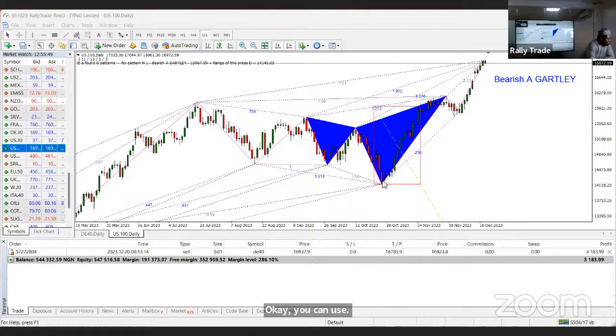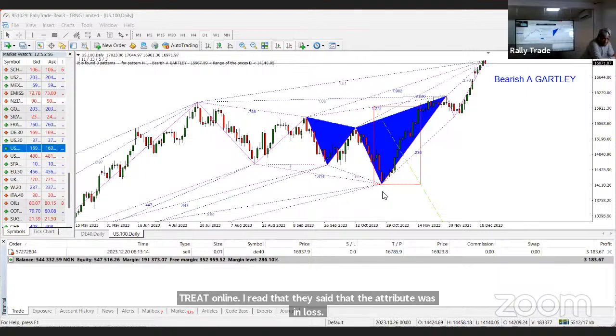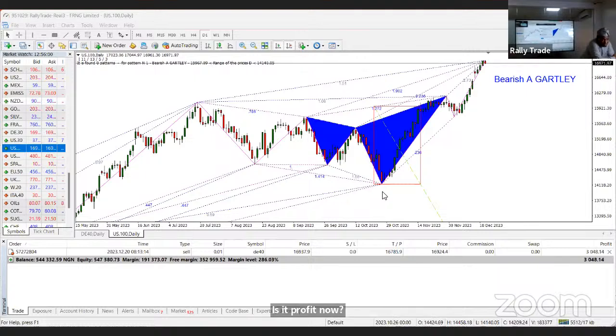No. So all those people that said they placed a trade online, I read that they said their trade was in loss. Is it in profit now? They are not answering. They should answer so that we know. Maybe they entered late. Have you made more money now? How much now? Everything now, 5,000. Maybe I told you this man will soon buy chicken. In this class, he must buy chicken.